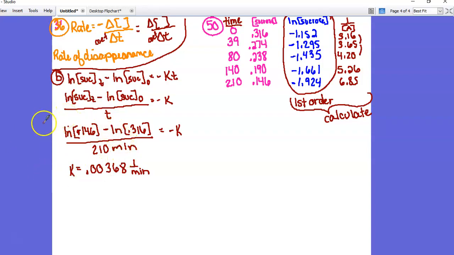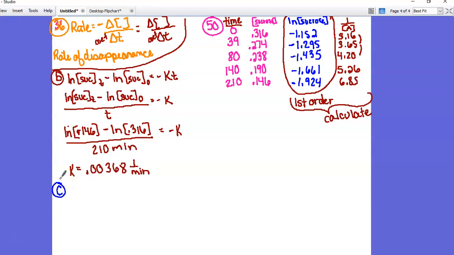So C, what is the average value of the rate constant calculated from the 3 data sets? Oh, wait. No, this is combining my problems now. Using this rate constant, calculate the concentration of sucrose at 39, 80, 140, and 210 if the initial concentration was 0.316. Now, this is a long problem. Easy problem, but long problem.